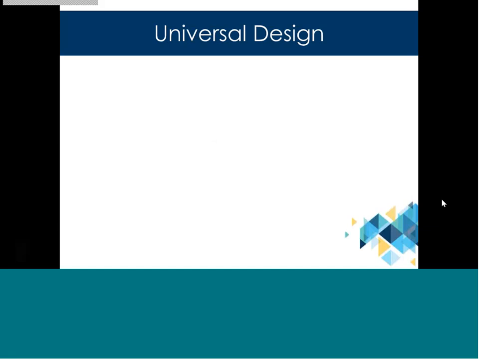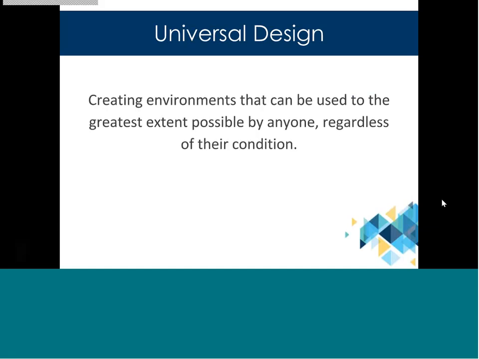All right, so the first real practice piece I want to talk about here, when we're looking at how to create accessible content and accessible experiences, is universal design. And by universal design, I'm referring to creating environments that can be used to the greatest extent possible by anyone, regardless of their condition. Universal design started in architecture, and it was basically looking at how we can design a building that anyone can access and use.